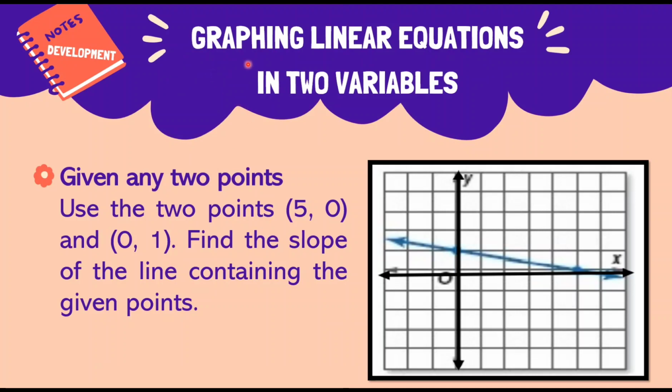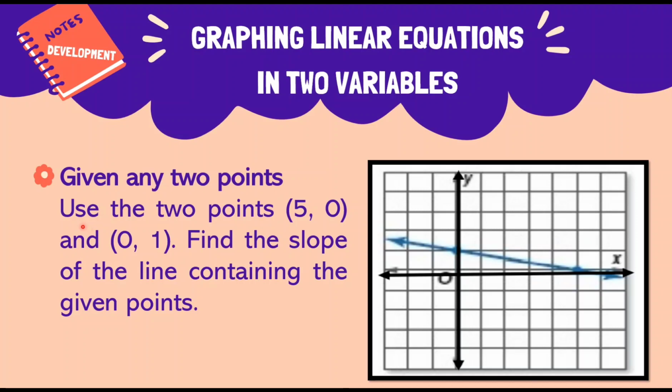Let us have now the graphing of linear equations in two variables. We have different givens in order to graph the linear equations in two variables. We have given any 2 points, the given are the x and y intercepts, and the given are the slope and a point on the line. Let us discuss first given any 2 points. It is very easy for all of you to graph the given 2 points on the Cartesian plane because it is already discussed on our previous lesson.